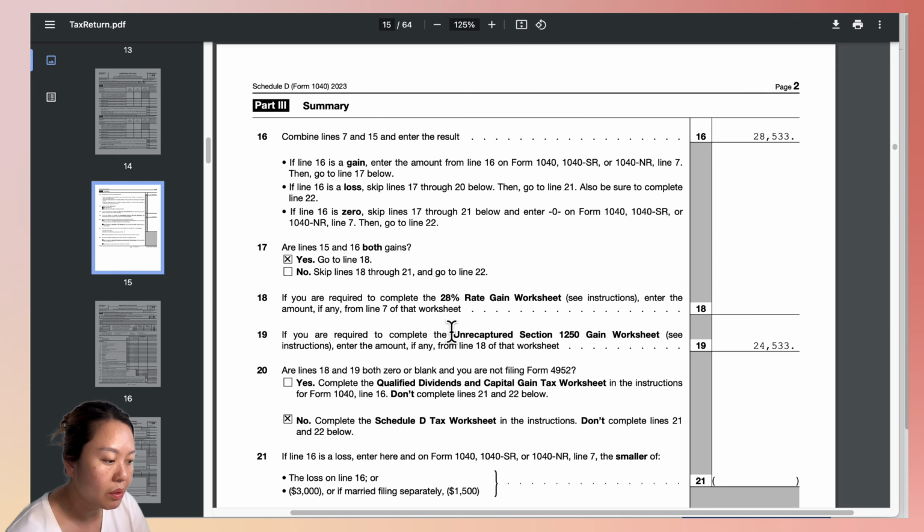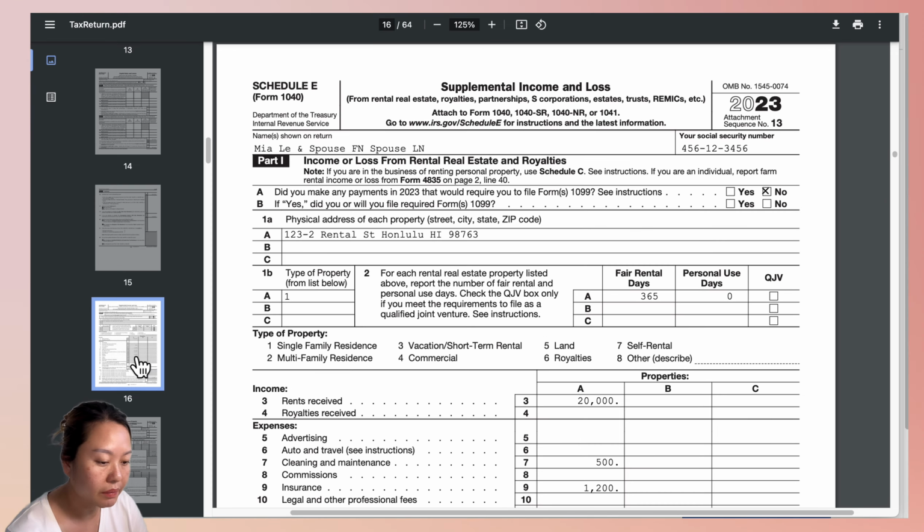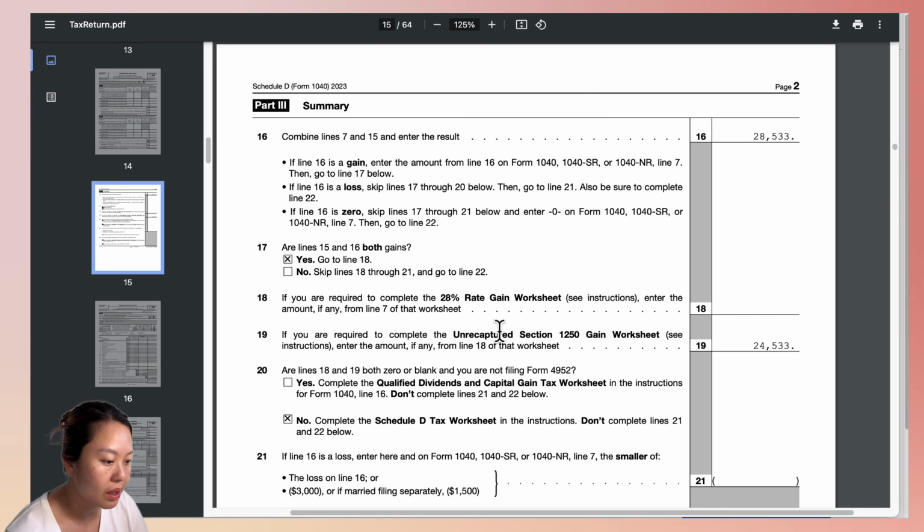And remember, we were talking about the unrecaptured section 1250. It's broken down for us which portion is allocated to that unrecaptured capital gains. So this is the part that we have to pay tax on, right? In the end, it's lumped in with this, but this 24 is within this 28. And then this is just our Schedule E.